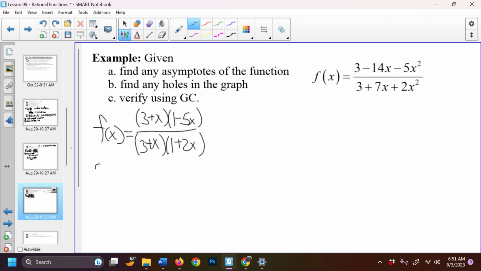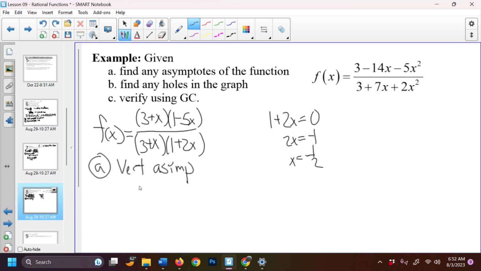So in part A, when I say that I'm going to have a vertical asymptote, well, this 1 plus 2x does not reduce with anything in the numerator. So I need a vertical asymptote for that 0. Now, if you can't do it in your head, that's okay. We just need to know what makes the factor equal to 0. So if I go 1 plus 2x is equal to 0, I subtract 1, I get 2x is equal to negative 1. I divide by 2, I get x is equal to negative 1/2. That is my vertical asymptote.